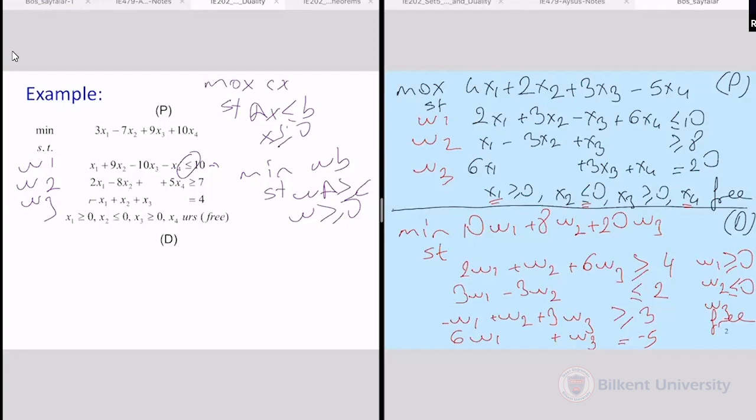Question? Yes, can you explain W1, 2, 3 again? All right. W3 is not equal to 0. W3 is free. Okay, I'll explain them again.